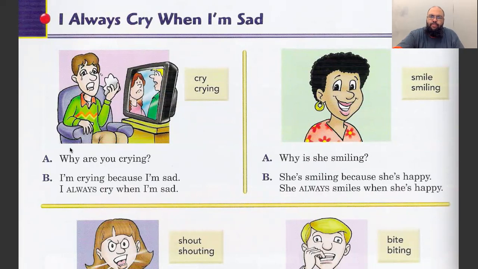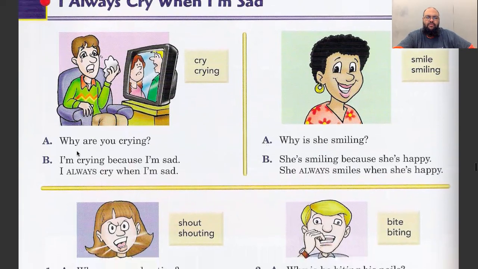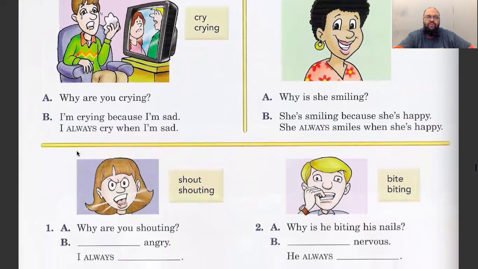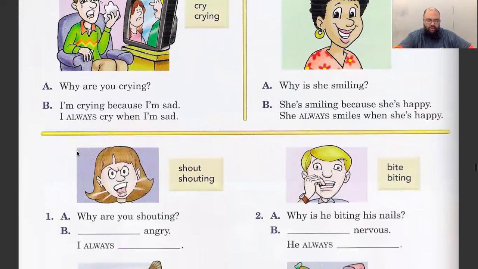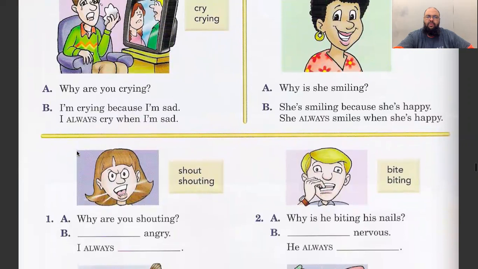So now you're going to put these examples into practice. Let's do the first one together. Why are you shouting? I'm shouting because I'm angry. I always shout when I'm angry.